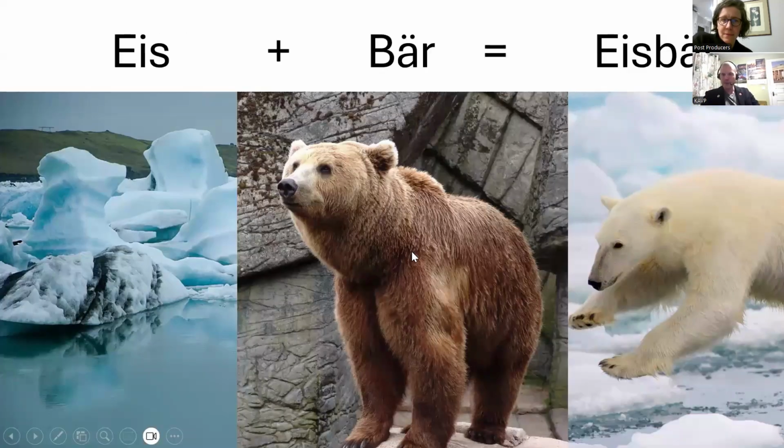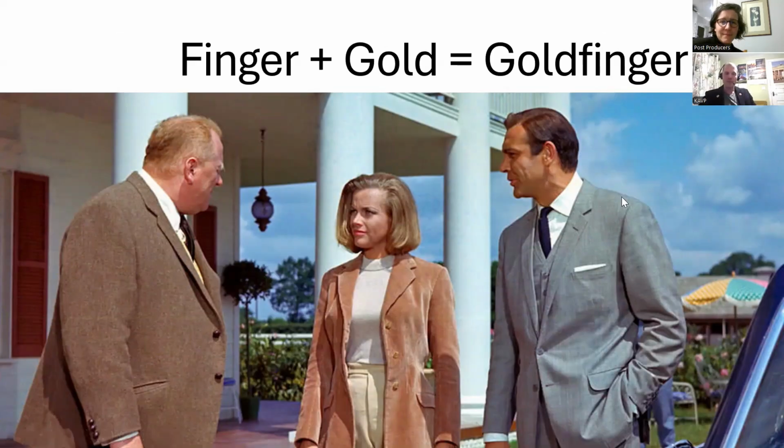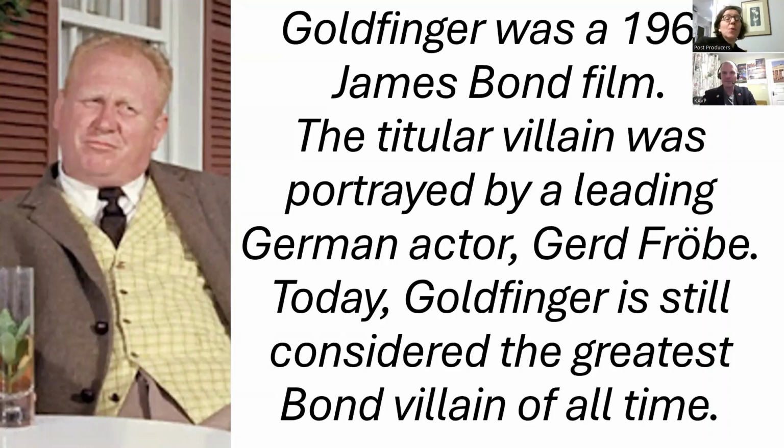Now, something else that is interesting about the German language is we like to combine words. We like to keep it efficient. So when we have two words already, like ice and bear, we just combine them into a third word. And we create an ice bear, a polar bear. Finger and gold, you get Goldfinger. It was a 1964 James Bond film. The titular villain was portrayed by a leading German actor, Gert Fröbe.